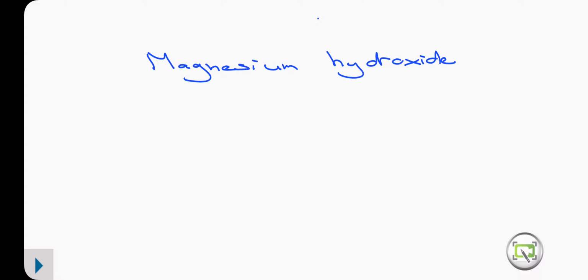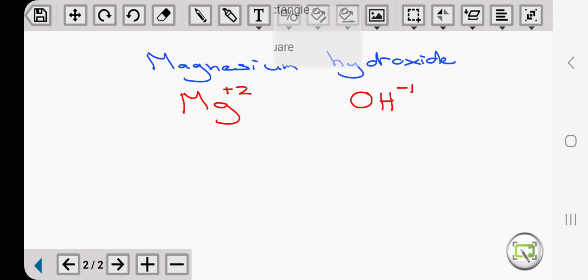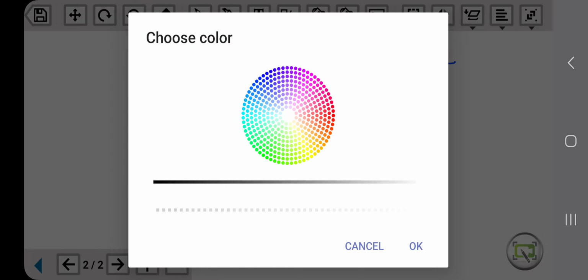Now, magnesium is in group 2, and it's on the left-hand side of the periodic table, which means it is a metal and positive. Positive 2 because it is in group 2. Hydroxide is a polyatomic ion that you need to go and study off by heart. Then, let's go and swap the valencies.